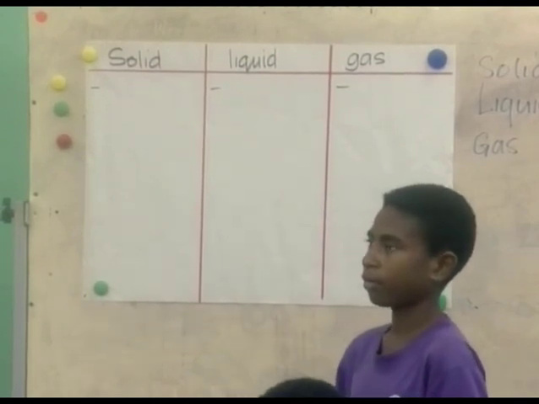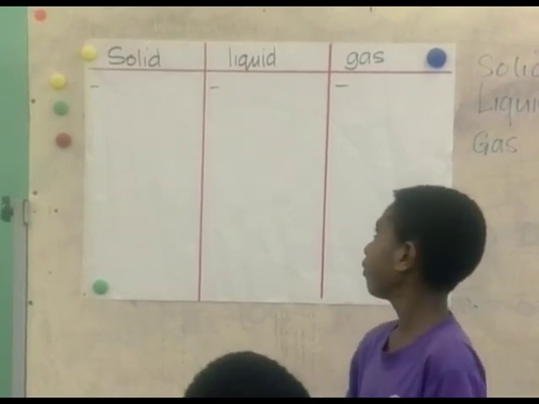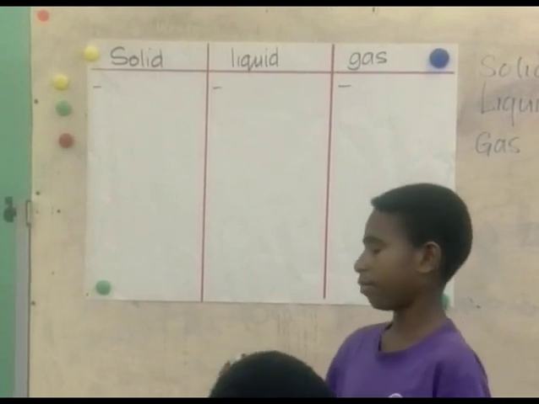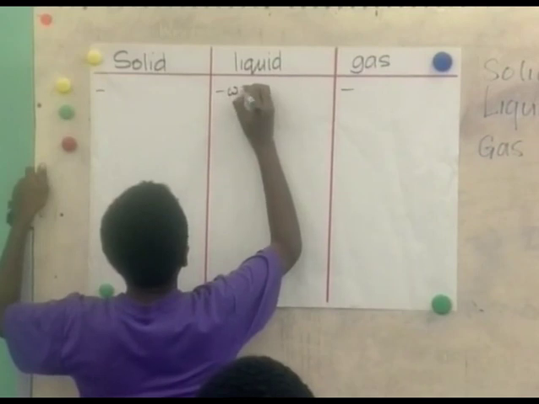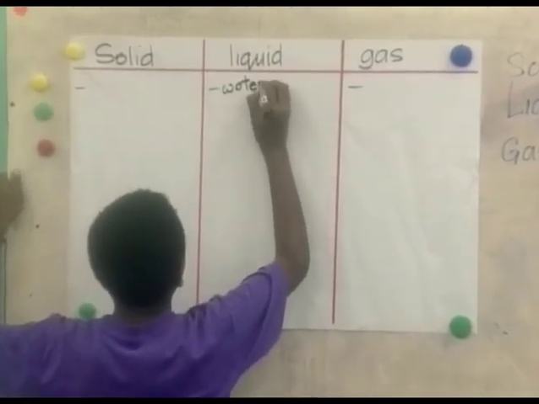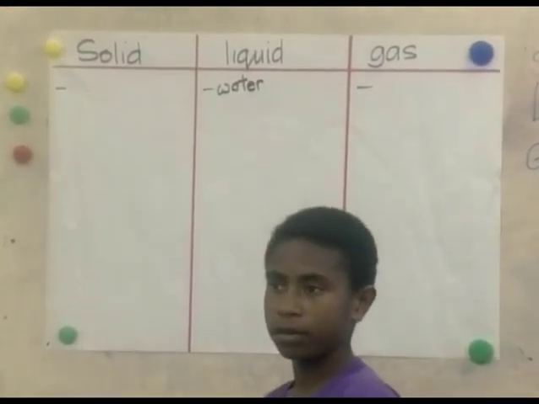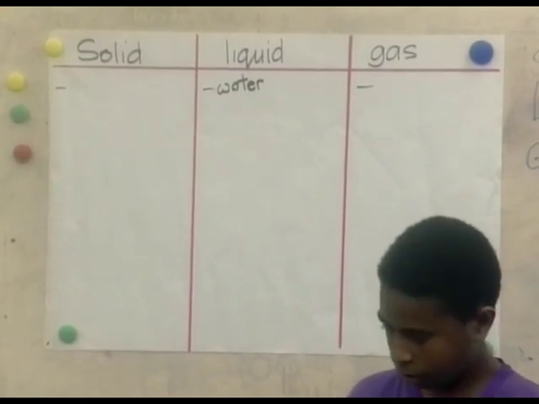Water. Water, and what state of matter is water? Is it solid, liquid, or gas? Liquid. Okay. Good. Thank you. So when you stand up and say, call a substance, you say, for example, Alan said water, and you say, water is a liquid. Something like that. A sentence. Okay?